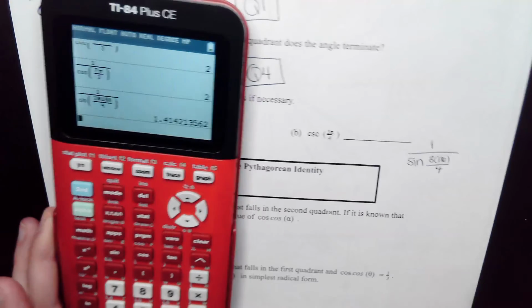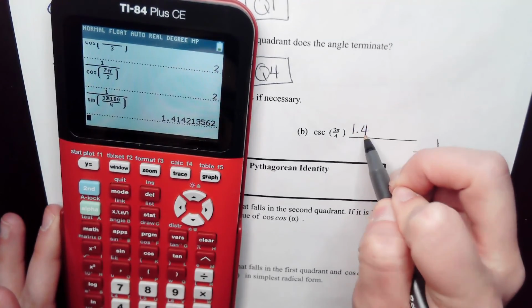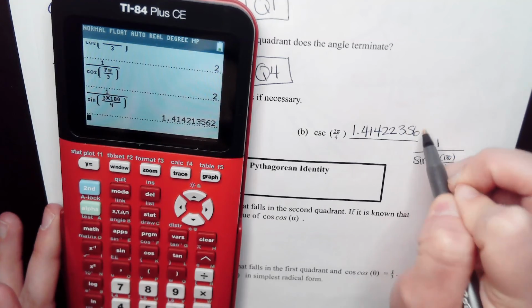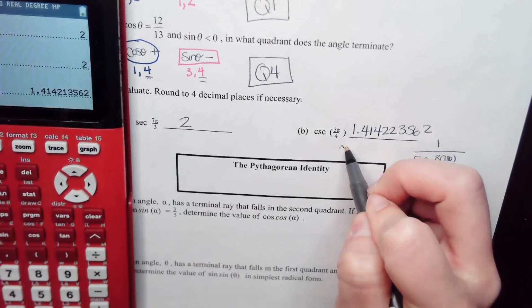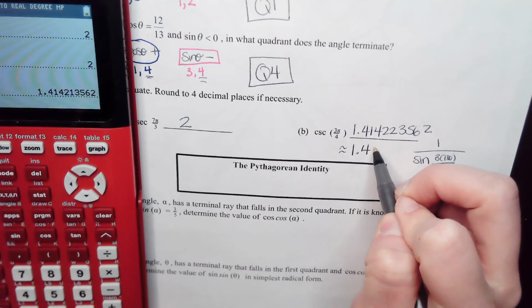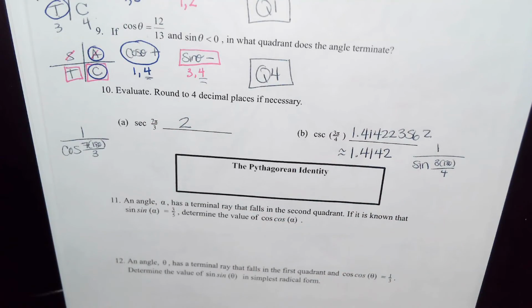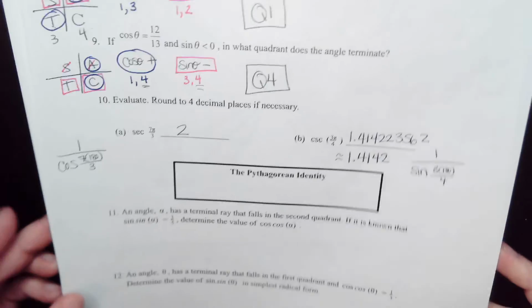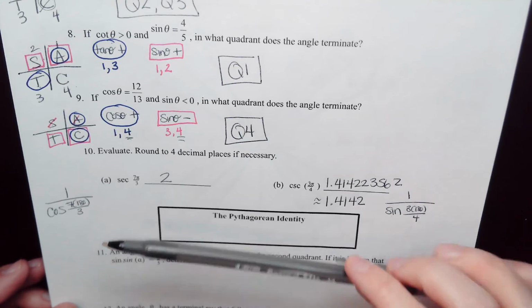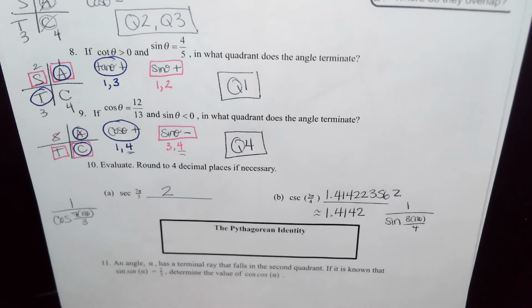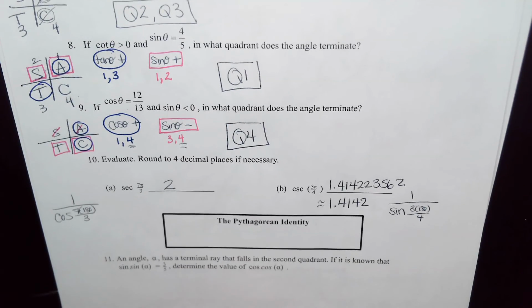And then we would write out that decimal. So 1.41423562, and round to 4 decimal places. So 1.4142 for that one. All right, and actually I'm going to stop here for these notes. I'm not going to do the Pythagorean identity part, so I know we've done a lot already today.